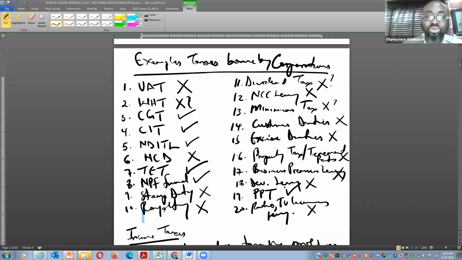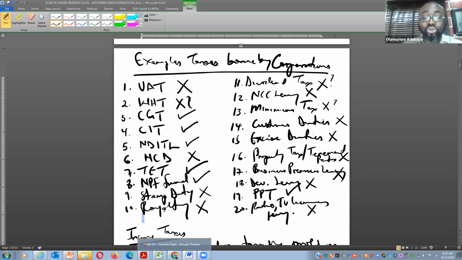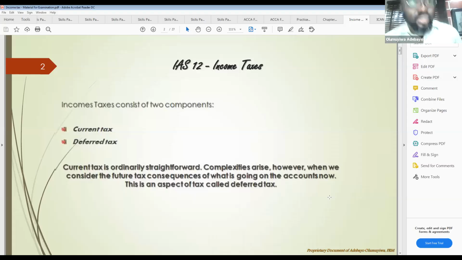Okay, that will now take us back to our extensive discussion about income tax. What we have successfully done in this case is to expose us to what really constitutes an income tax. Now, income tax comprises two components: current tax and deferred tax.